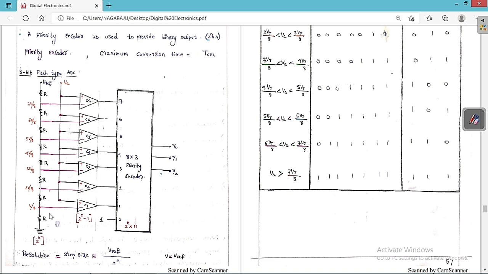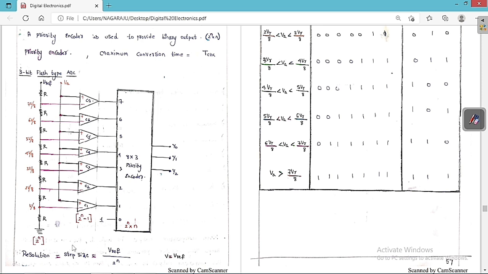So this is the minimum voltage it can detect, because you can see for each individual resistor the voltage is V by 8 here. This is the minimum voltage it can measure, meaning accurately this much amount of voltage it can measure. Below this it can't measure. Above this only it can measure, but not below this one.